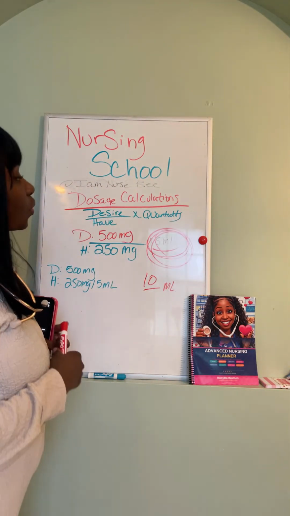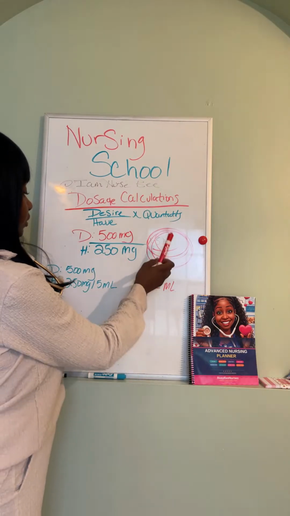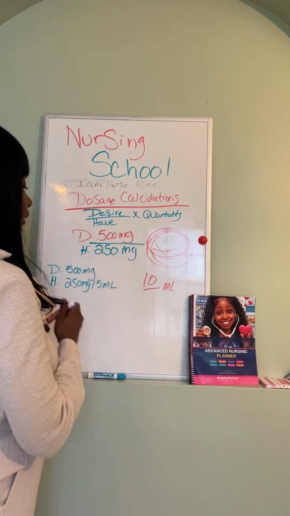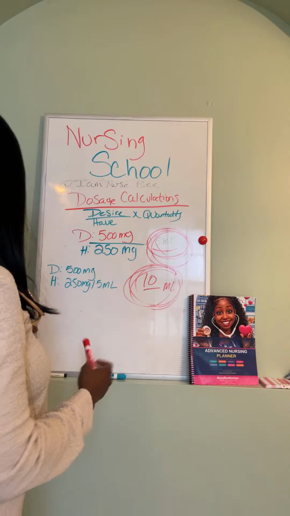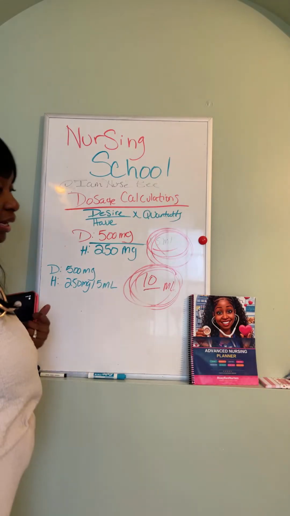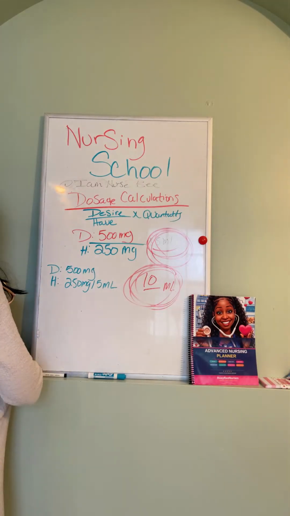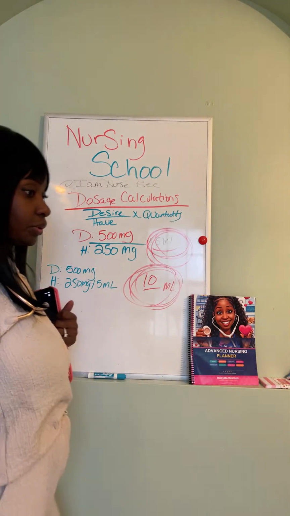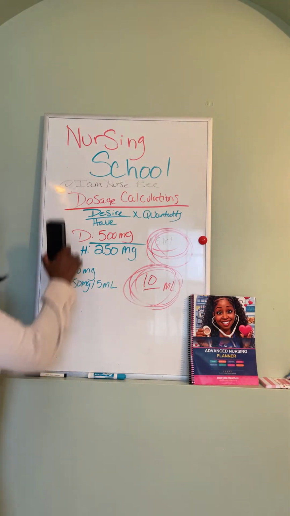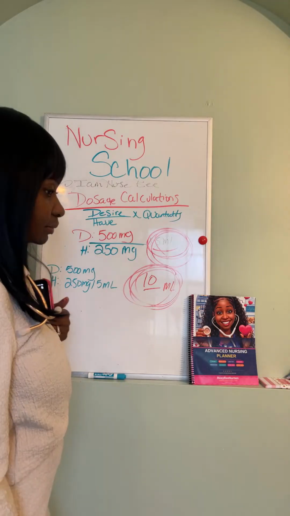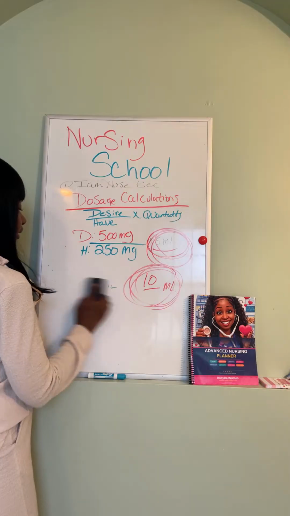But this is what the answer is going to be. 500 over 250 times 5 gives you 10 mLs. If you guys got that in the chat, let me know. But that's what the answer is. All right, we'll do a few more. Let me know if you guys got all this going on here. Let me erase.